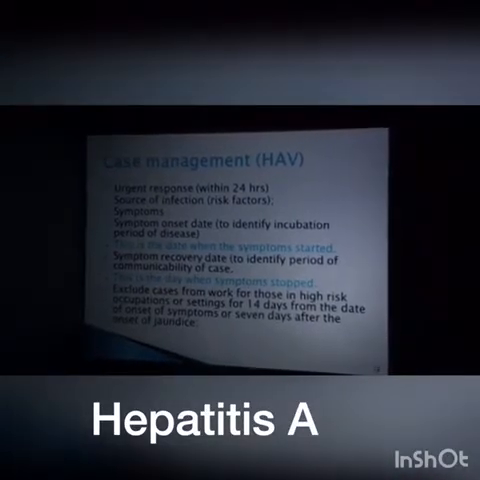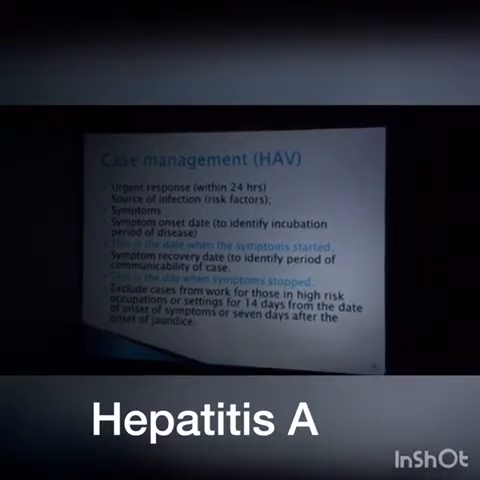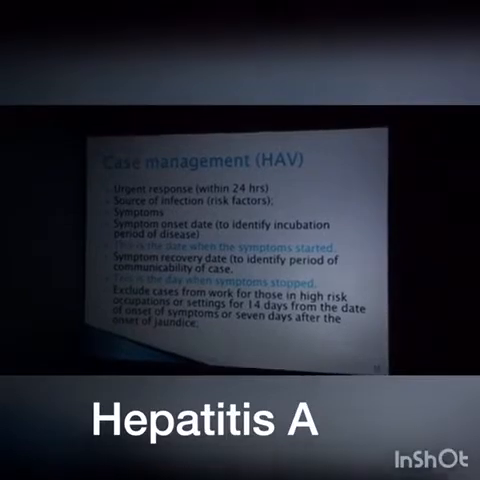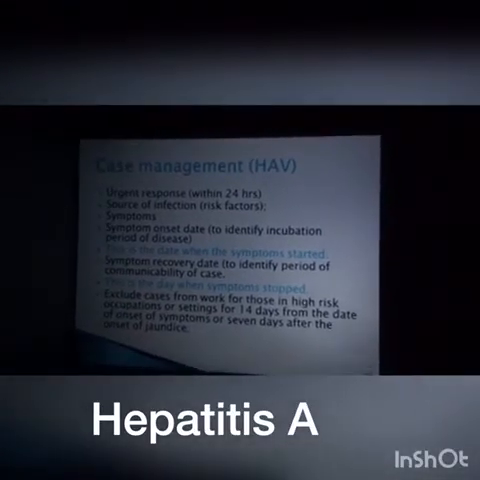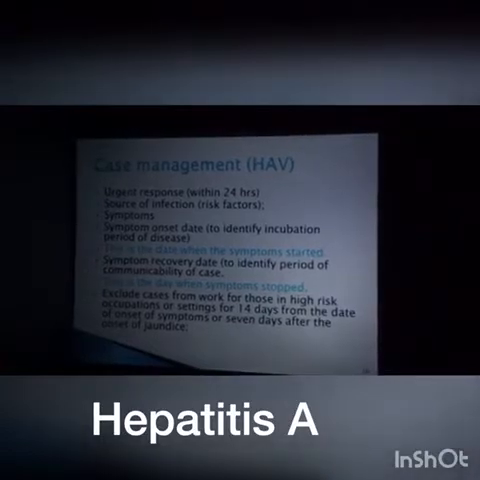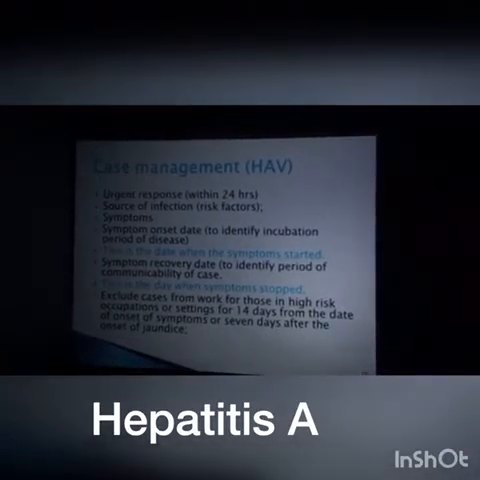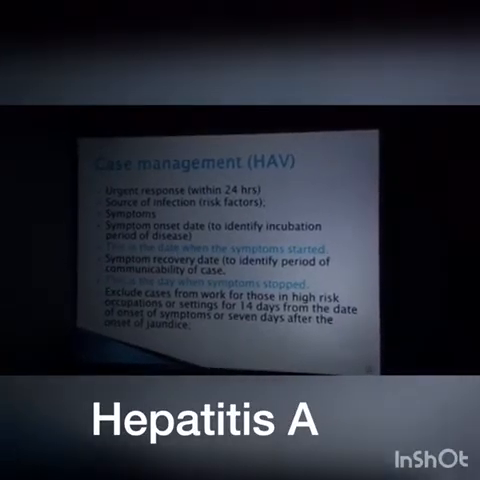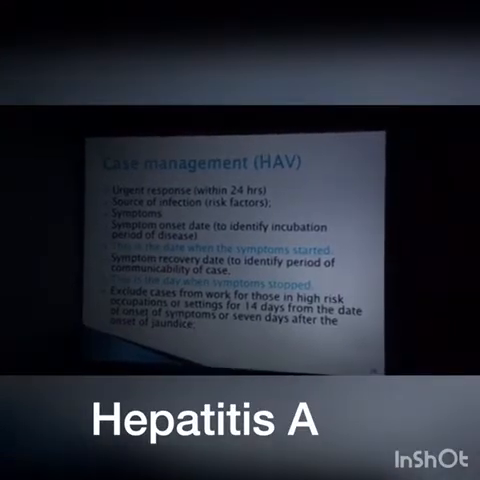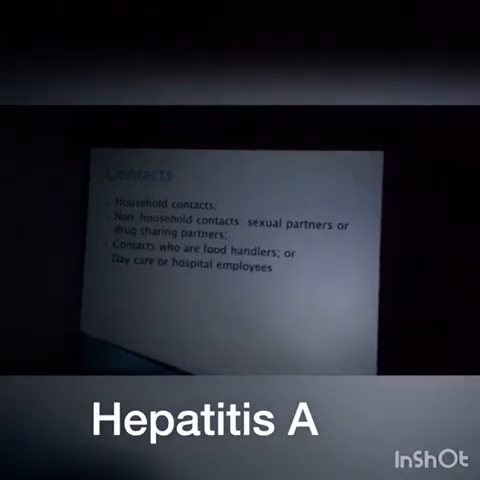The information is very important as attendees or employees of a child care center, residents, or staff in institutions such as a hospital, or food handlers must be excluded from work. Two more things I would like to cover are the definition of onset of symptoms and recovery date. The onset of symptoms is the date when symptoms start. Recovery date is the date when symptoms stop.